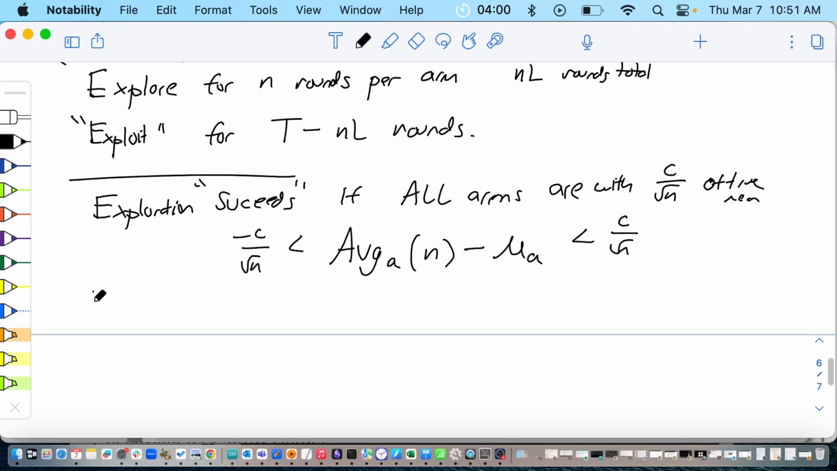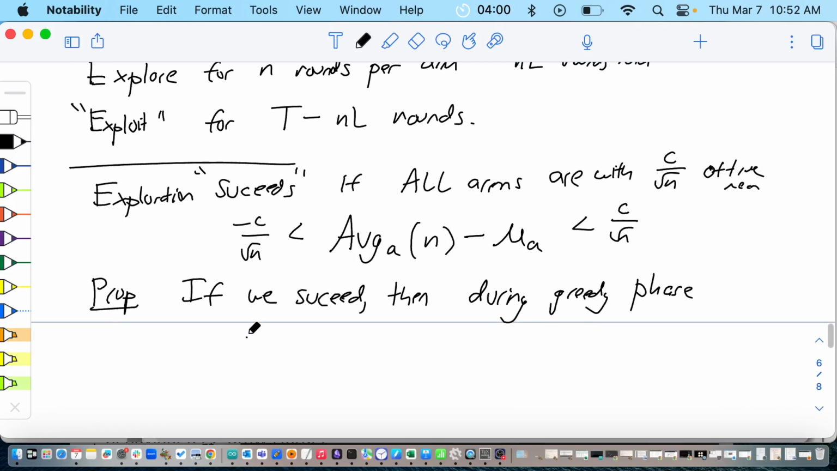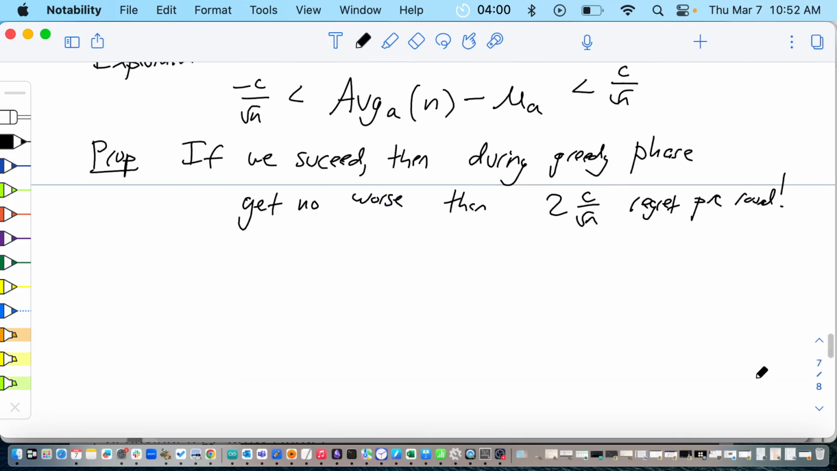And the proposition we're proving says, if we succeed, then during the greedy phase, we get no worse than 2c over square root of n regret per round. Okay, that's the proposition. And I'm going to give you the picture proof first. The real proof is in the slides, but here is the picture proof.